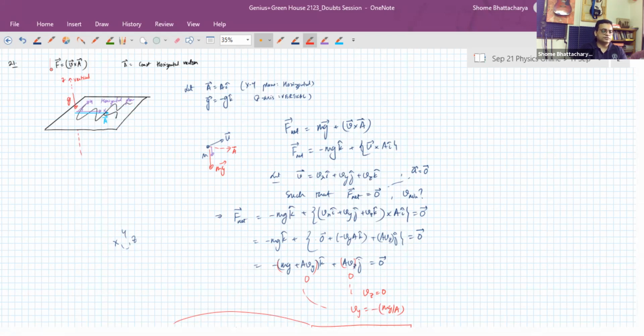So that is the thing that we have to find: what is this minimum speed with which we can project it, and ideally we should also find what direction we should project it in so that this condition is satisfied, that the net force should be 0.